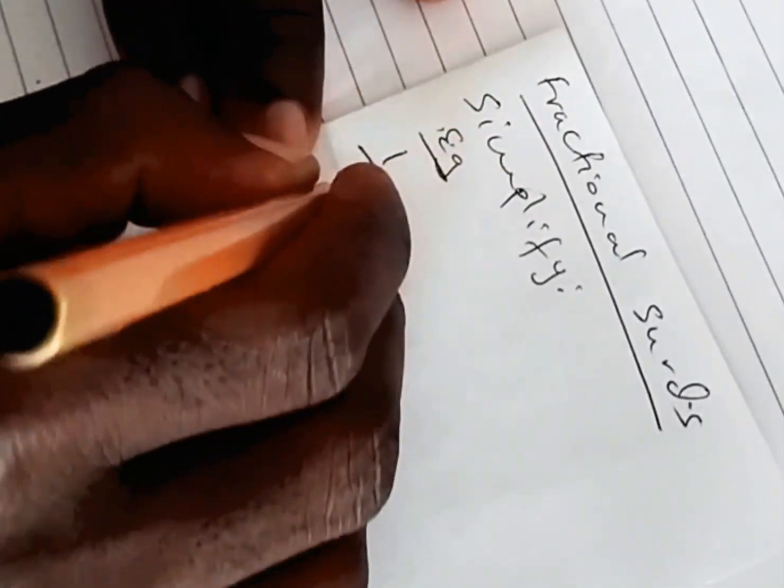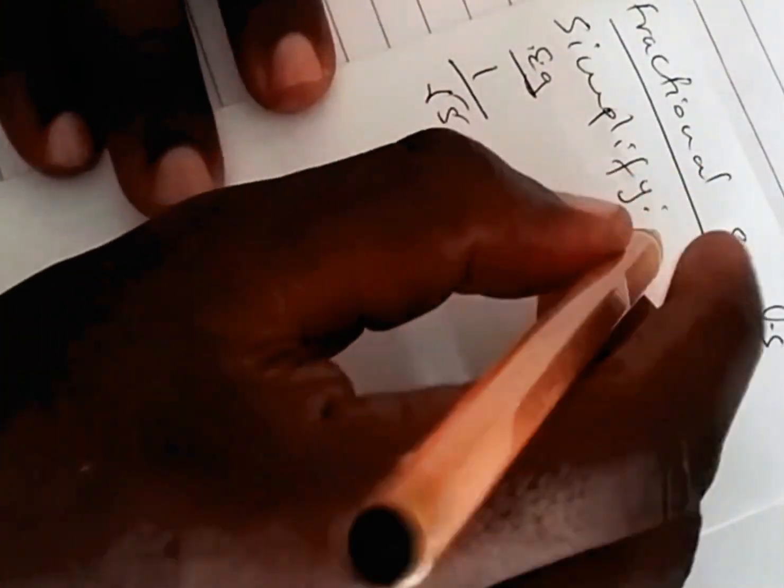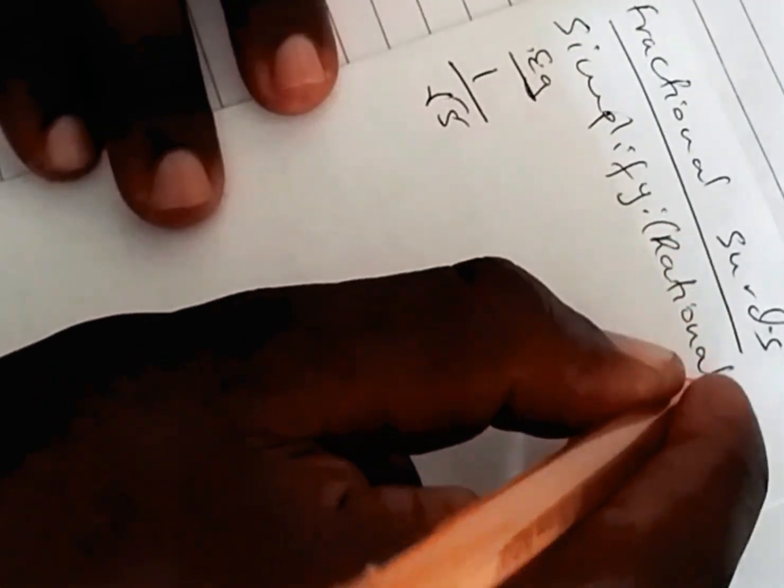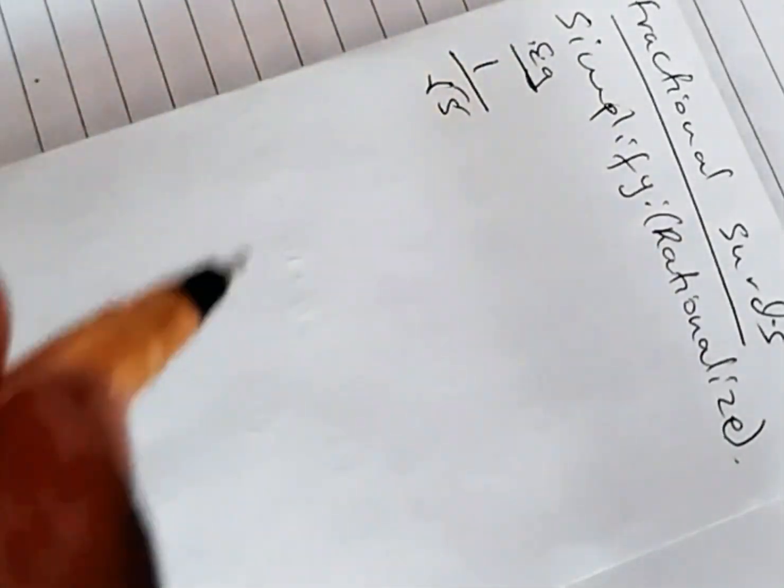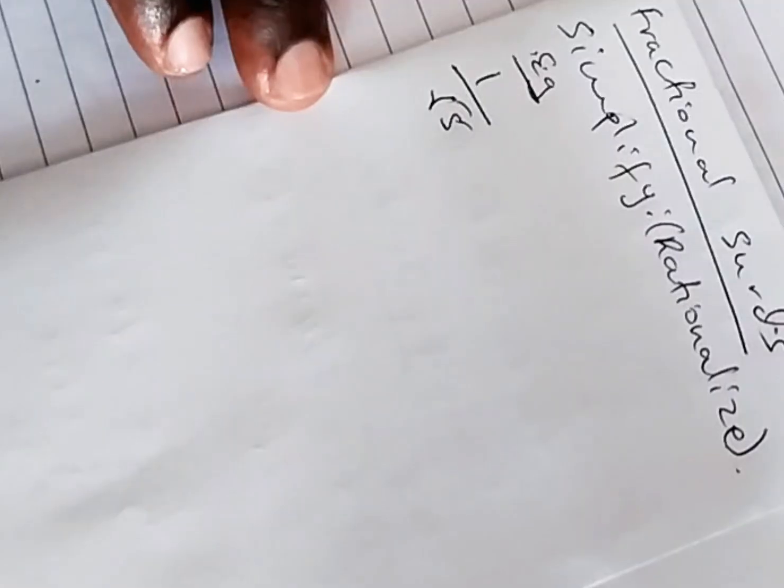1 over root 5. How do you simplify this? Or, in other words, rationalize. We know surds are not rational numbers, so to make the denominator a rational number, how do you solve this?